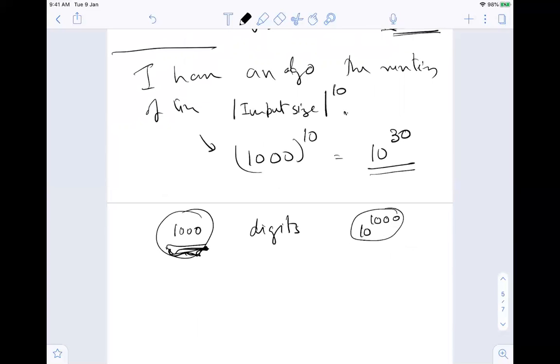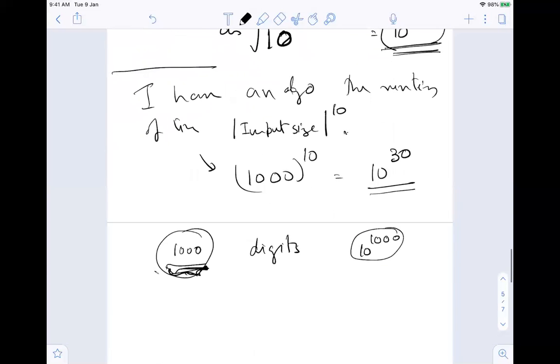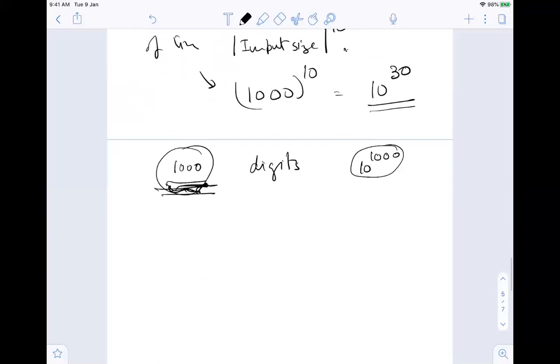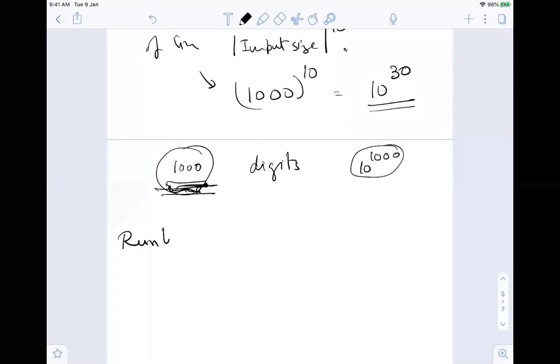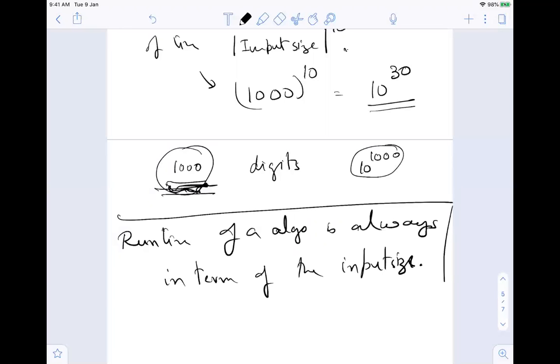So the computer doesn't even know how n. The computer just gets these 1,000 digits, and it is supposed to output something. The runtime of an algorithm is always in terms of the input size. Always. This is something that you can take.